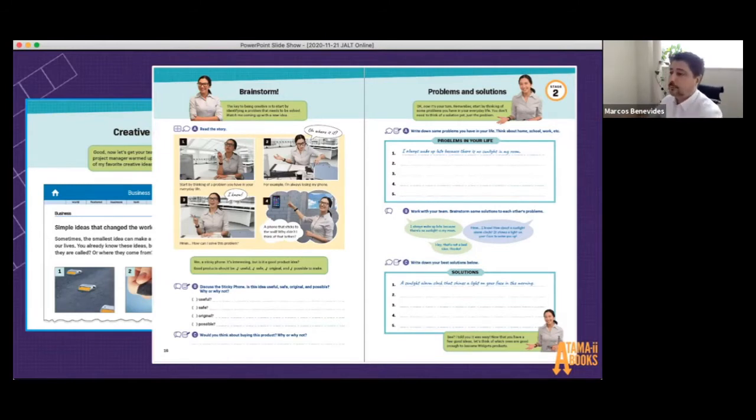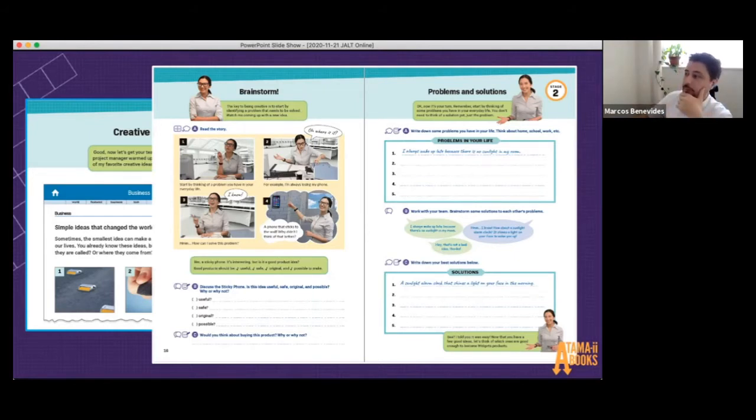And then she comes up with an idea. Oh, I have an idea. How about a phone that sticks to the wall? Just stick it up to the wall and I won't lose it. And it's always there for me, right? So that's how she comes up with this idea. And then the students discuss, is that a useful idea? Is it a safe idea? Is it original? Is it possible? And so on, to discuss the quality of the idea. And then they go on to themselves think about problems that they might have in their life.